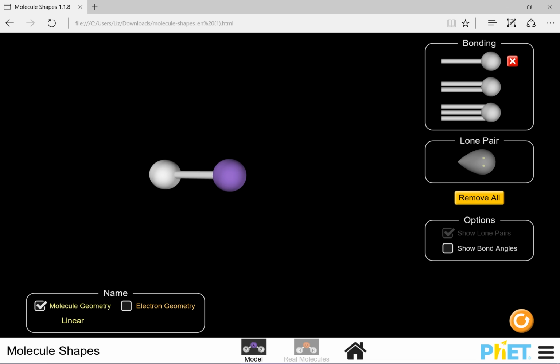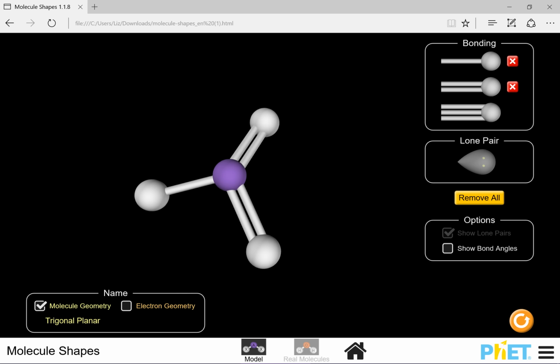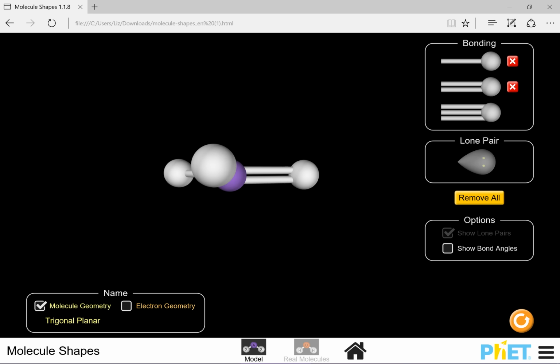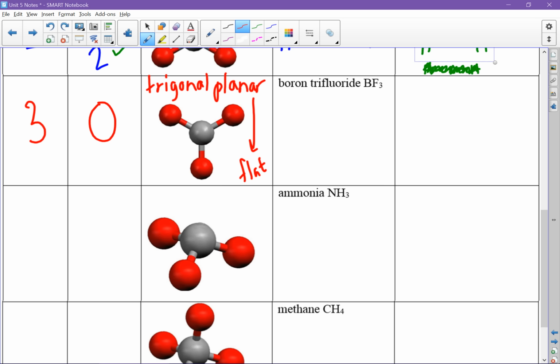I could also do this with some double bonds. It still looks like that trigonal planar Y shape that is flat. That is what boron trifluoride will look like. So boron will go in the middle because it's listed first. We're going to put some F's around it.